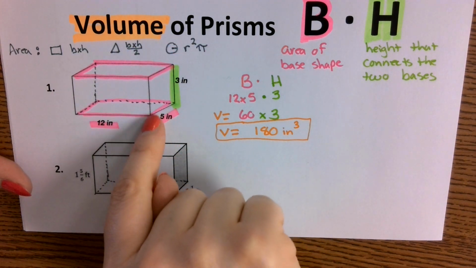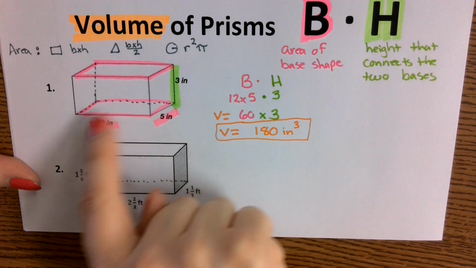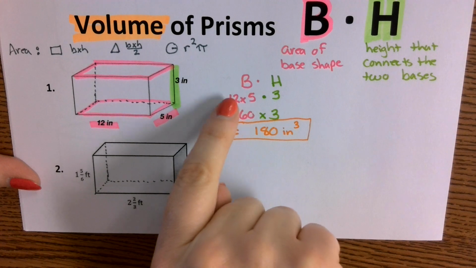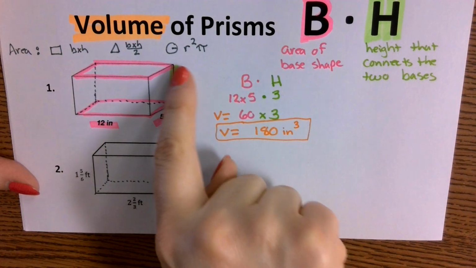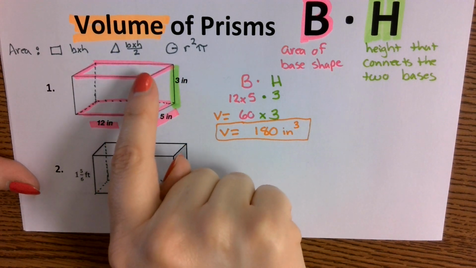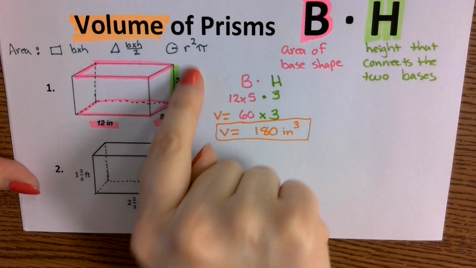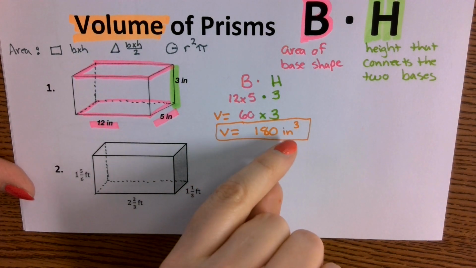What we did for this first problem, just as a reminder, we found the area of the bottom base, which was a 12 by 5. We did 12 times 5 to get 60. That was the area of our big B. Then we multiplied it by the h, which connected the two bases together. It connected those two pink rectangles together. So we multiplied by 3. 60 times 3 was 180, and that's inches cubed.